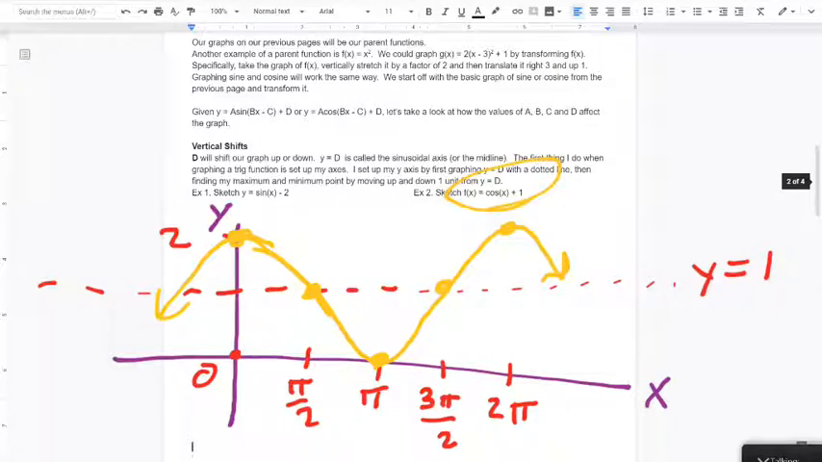In the next video, we will look at changing the other variables, but that's pretty much all you need to know for D. It's going to shift the graph up or down.